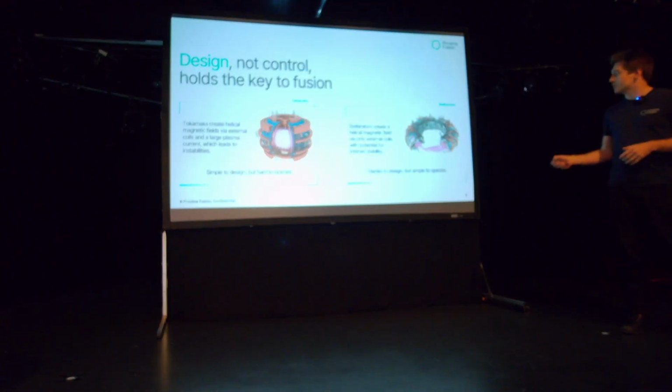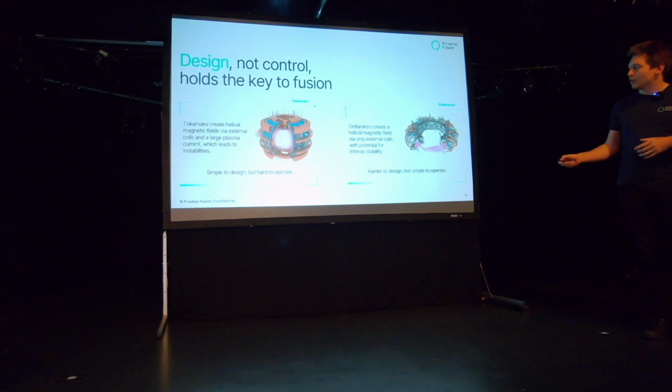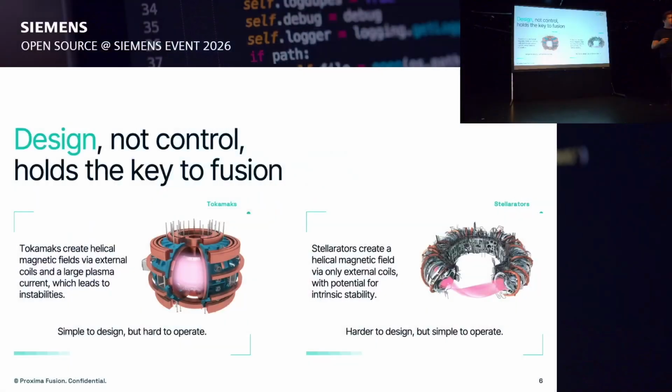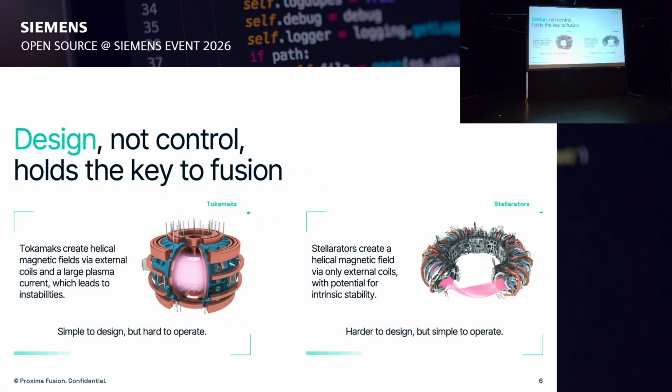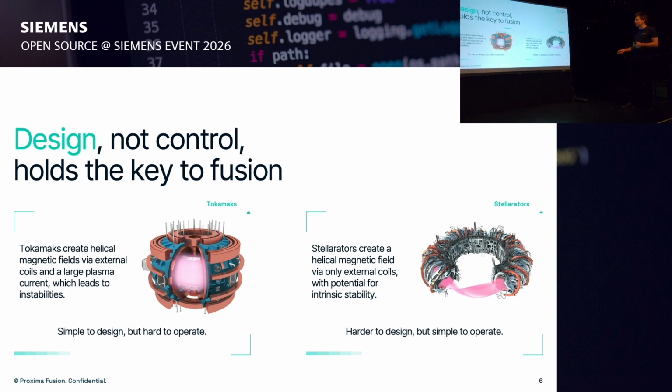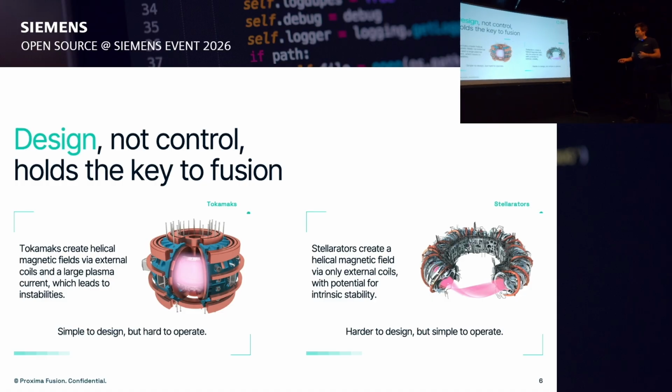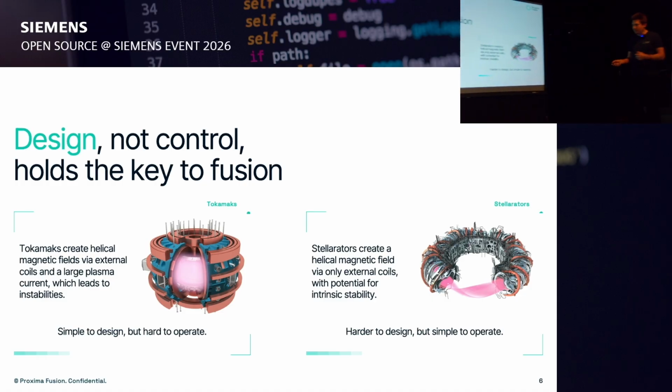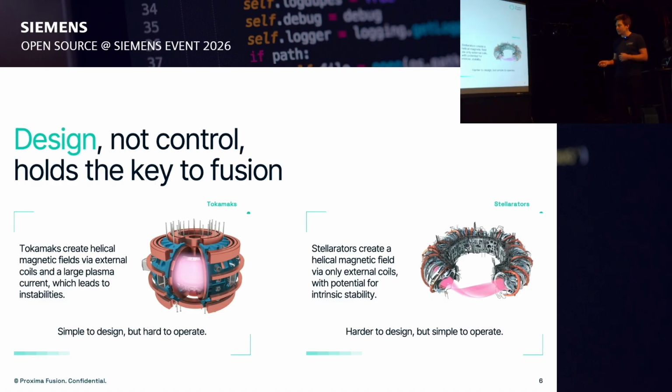Proxima Fusion aims to build a stellarator, and it does that not a tokamak like ITER, this big machine in southern France, because design and not control holds the key to fusion. What do we mean by that? If you look at the tokamak, it looks like a very much simpler design, and it creates the magnetic field that you need in this machine to contain the plasma with a current that runs through this plasma. And this is simple to design because it's axisymmetric, but it's very hard to operate.